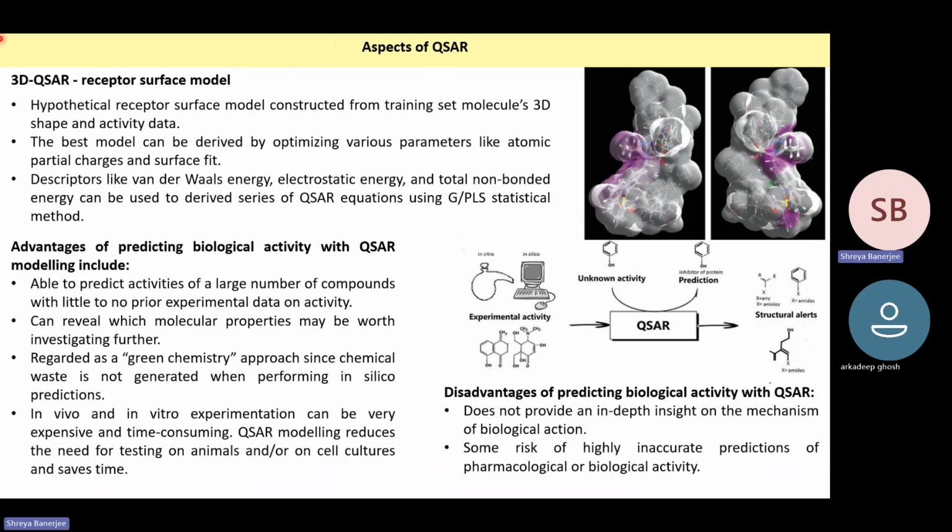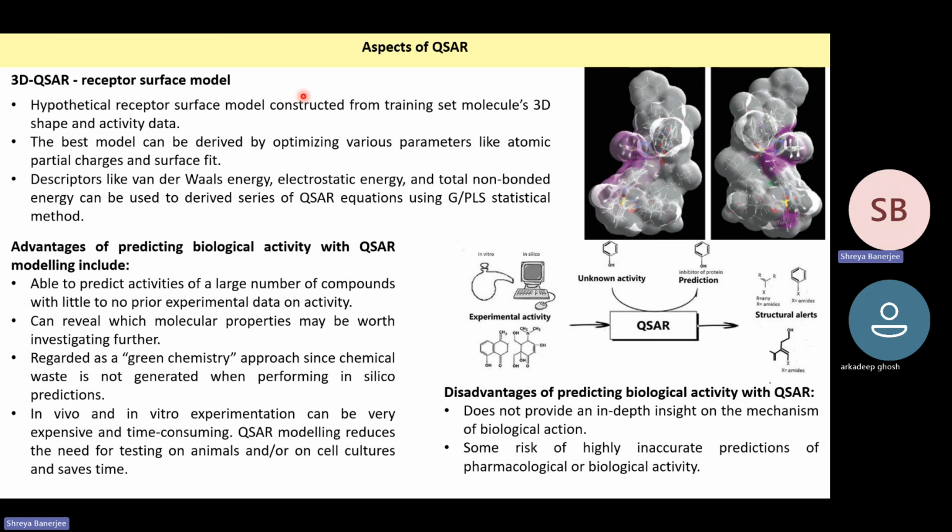That is what this is talking about, that from the known molecules' three-dimensional shape and activity, we can model a hypothetical receptor surface model. And the best model can be derived by optimizing different parameters like atomic partial charges, surface fitting, and so on. And also descriptors like van der Waals energy, electrostatic energy, non-bonded energy between the drug molecule and the receptor surface, that also can be optimized.